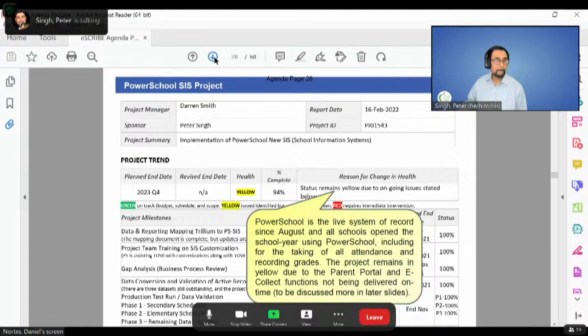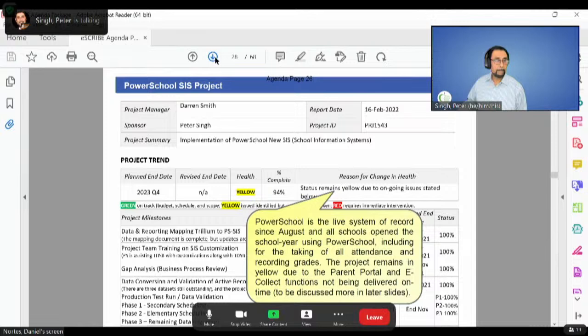At this stage, I wanted to share that we have kept the status for this project at yellow, and the reason for that has been: PowerSchool itself is a live system of record, and that happened at school startup last year in August, September. So every activity related to attendance or recording grades is done on this new system itself. Our legacy environment, which was built around Trillium SAS, School Information System, is read-only for this school year. And in the near future, we will be sunsetting that environment.